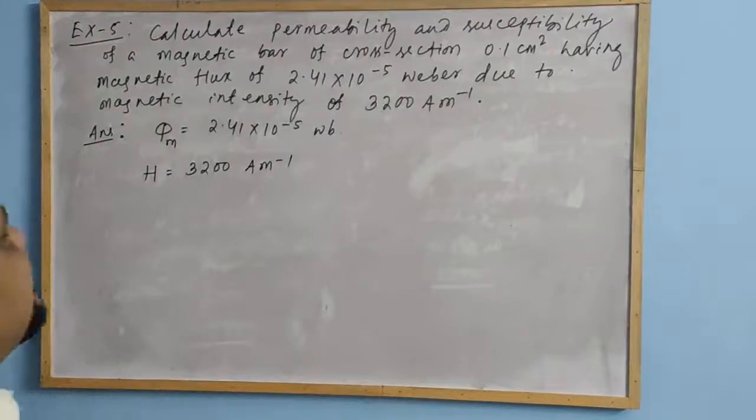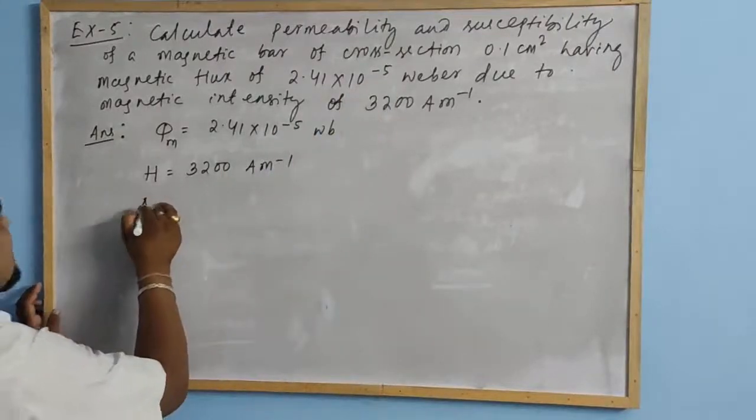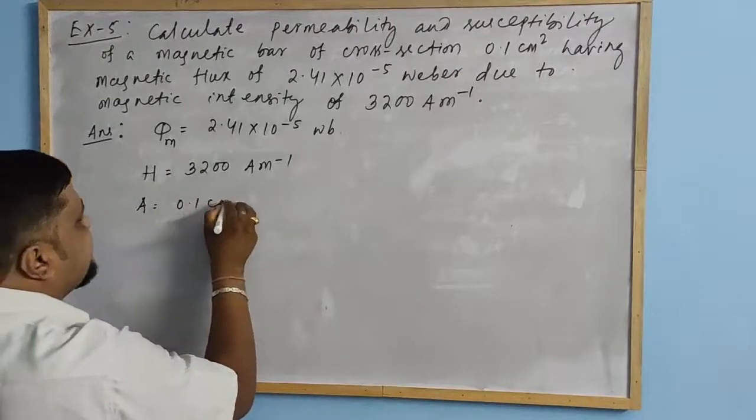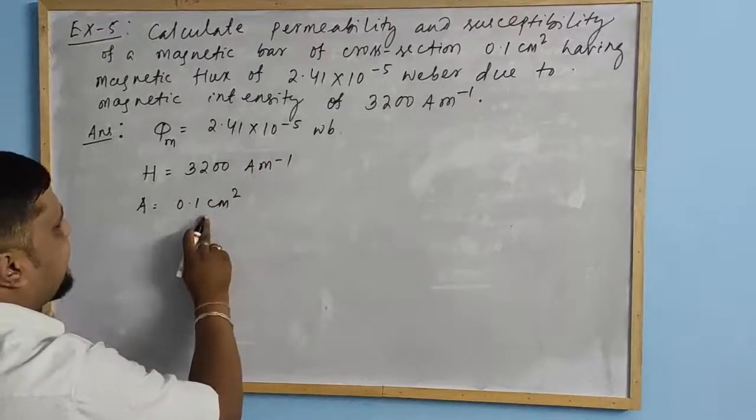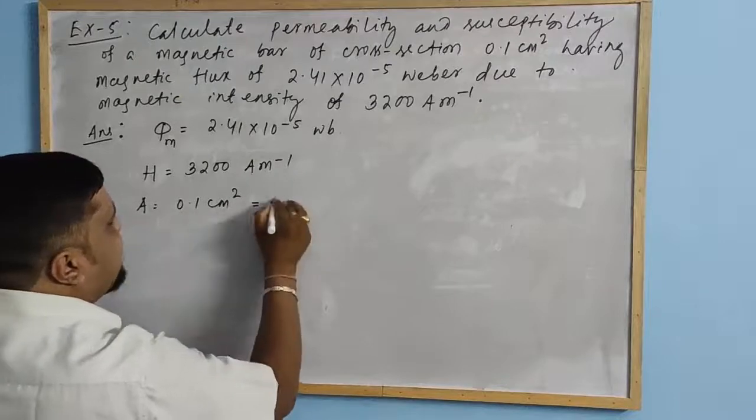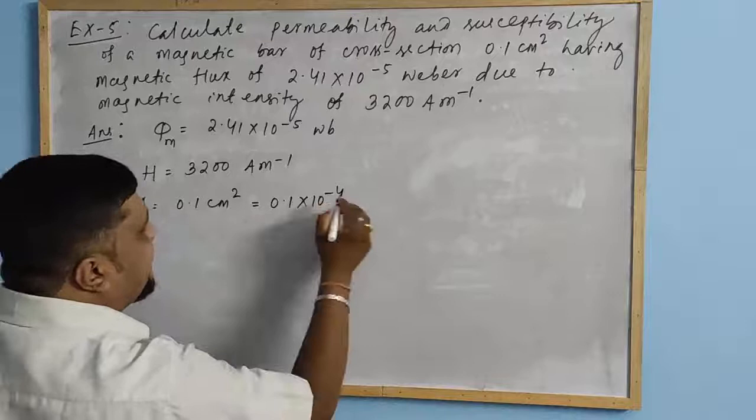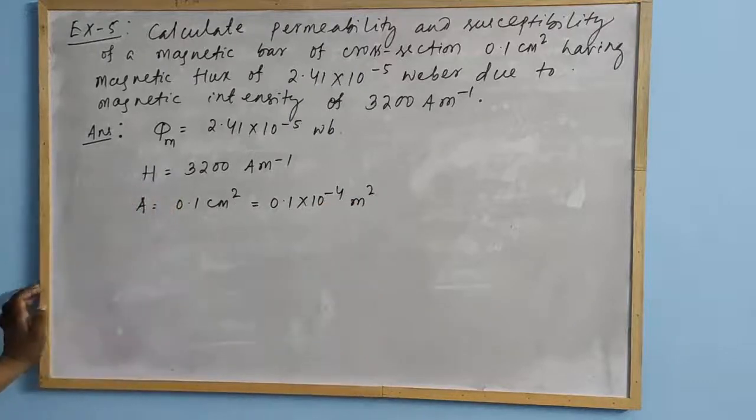So now we will calculate. What is given? The area of cross section is given, A, 0.1 cm square. All are in SI, so let me make this SI: 0.1 into 10 to the power minus 4, because cm square, this is meter square. This is the data given to you. From here we will calculate the permeability and susceptibility.